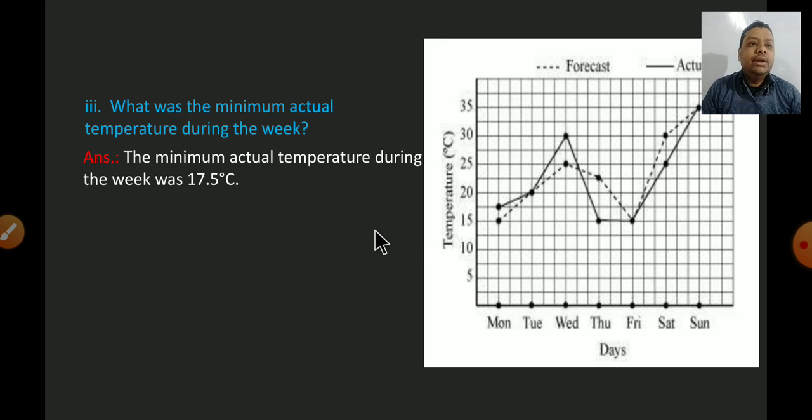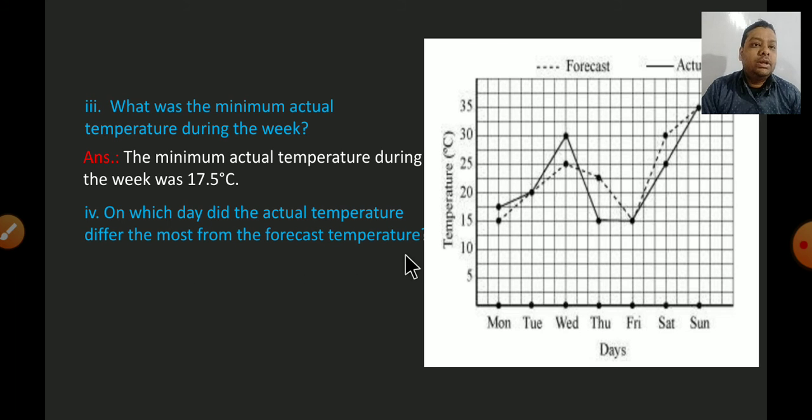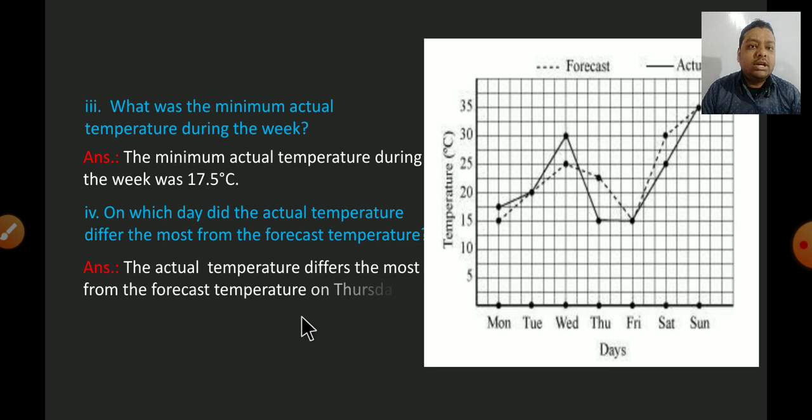Now, on which day did the actual temperature differ the most from the forecast temperature? It means the distance between the real and the imaginary line is the most. Here the difference is 5 degrees Celsius, here no distance, here 10 degrees, here 5 degrees again, here 15, then approximately 7.5 degrees, then no distance. So the most difference is on Thursday.